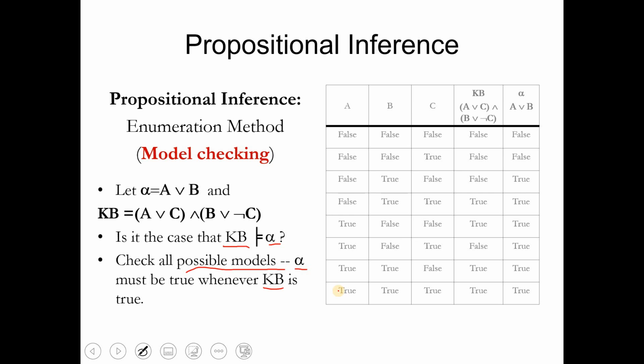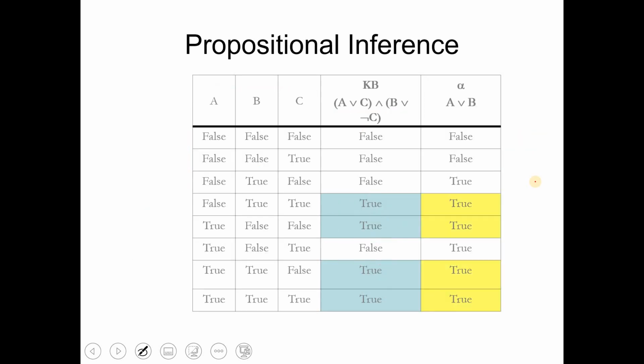So alpha is the sentence over here. It is A or B. You can check its value. Its value is true in these cases. Except the first 2, it is true for all others. Whereas the knowledge base has a complex sentence having 2 parts. So when it is true, we say that knowledge base entails alpha.